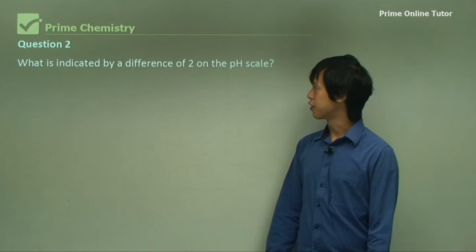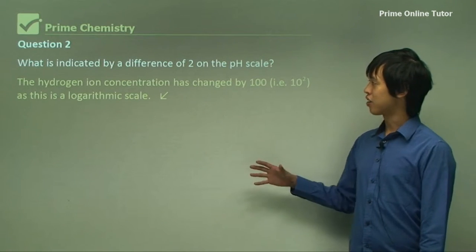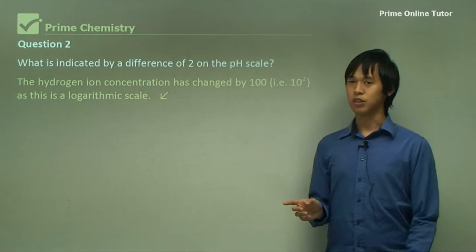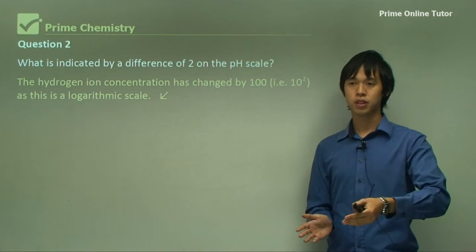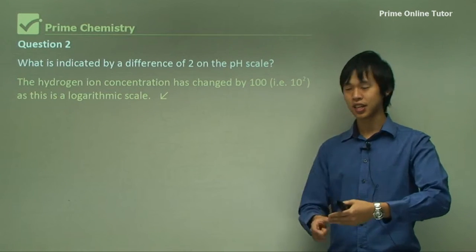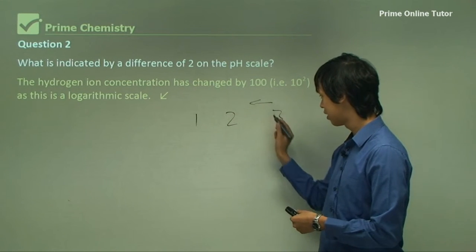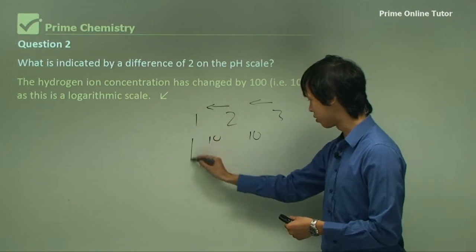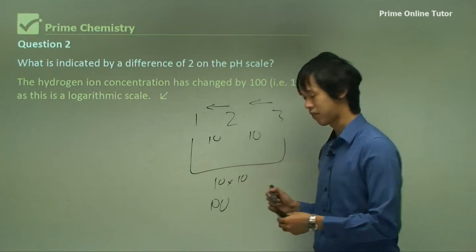What is indicated by a difference of 2 on the pH scale? So the pH scale is logarithmic, remember? So the hydrogen ion concentration has changed by 100, or 10 squared. So if you change from, say, 3 to 2, that's 10 times different. Then you change from 2 to 1, that's another 10 times. So 1, 2, 3, going this way, that's 10 here. Then going this way again, that's another 10. So the total is 10 times 10, which is 100. Okay, and that's how we get our answer.